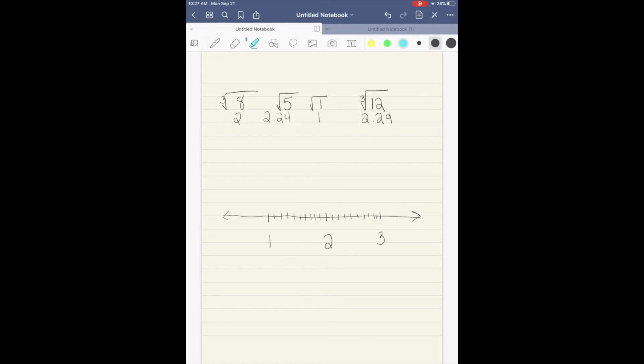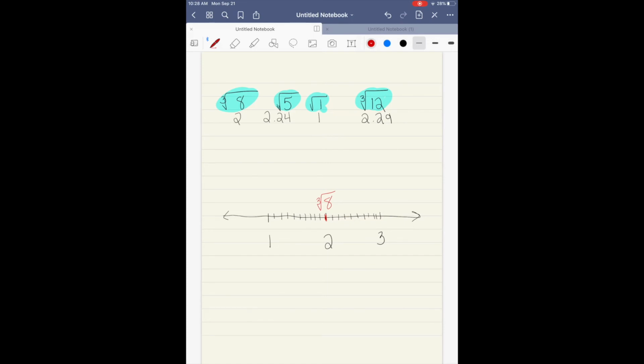So what you need to make sure of is that when you are marking these answers on the number lines, you're putting the original numbers on the number line, not what you change them to as decimals. So let's start with cube root of 8. That is exactly 2, so that's going to go right on 2. And we're going to make sure we're writing the original cube root of 8.